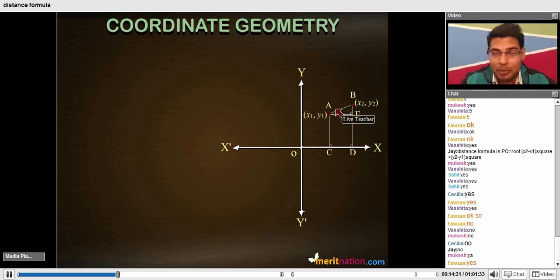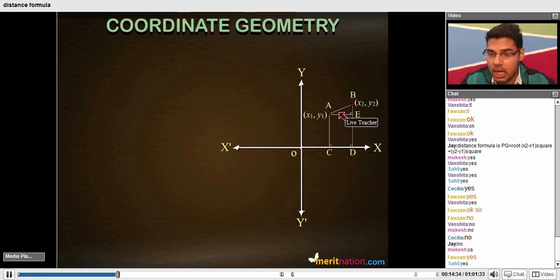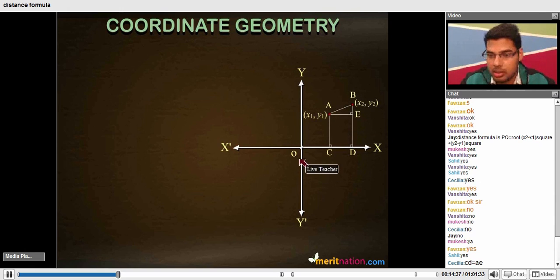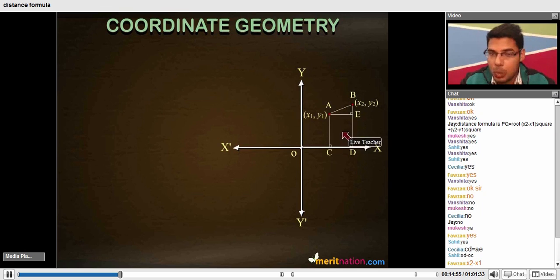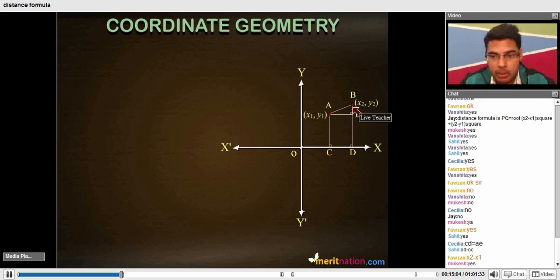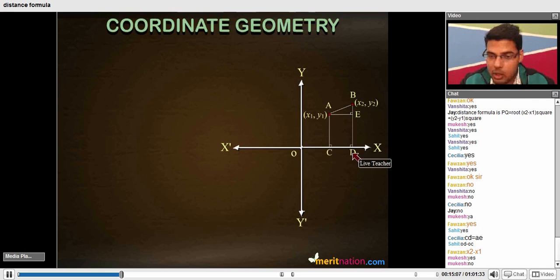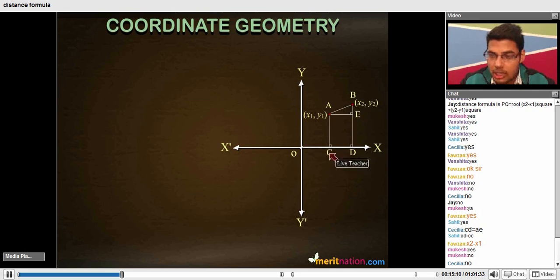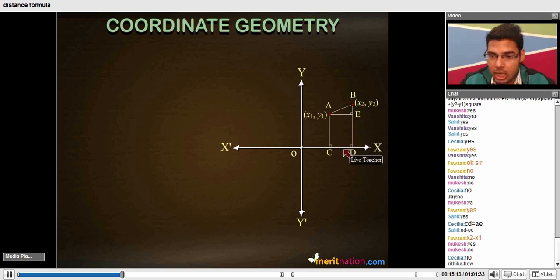Now let us consider this triangle. Tell me, in this right angle triangle, what is AE? AE equals CD. Absolutely, Cecilia. Now tell me, what is CD? By looking at the coordinates of points A and B, in terms of x1, y1, x2, y2, tell me what is CD. CD is nothing but x2 minus x1. Yes, Savzan, you are correct. Any other answers apart from x2 minus x1, or locating these points and finding the distance CD? If you still have any doubts, ask me.